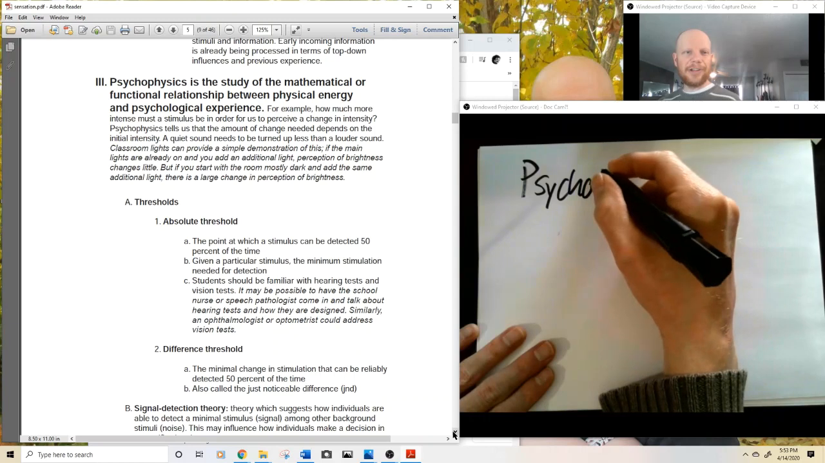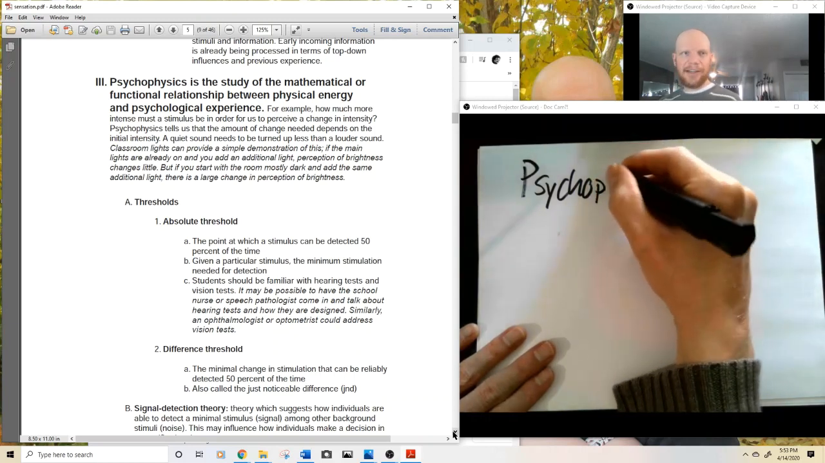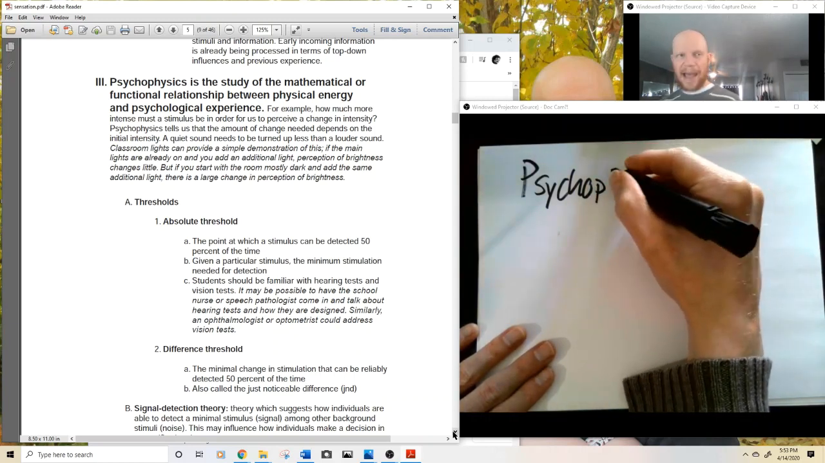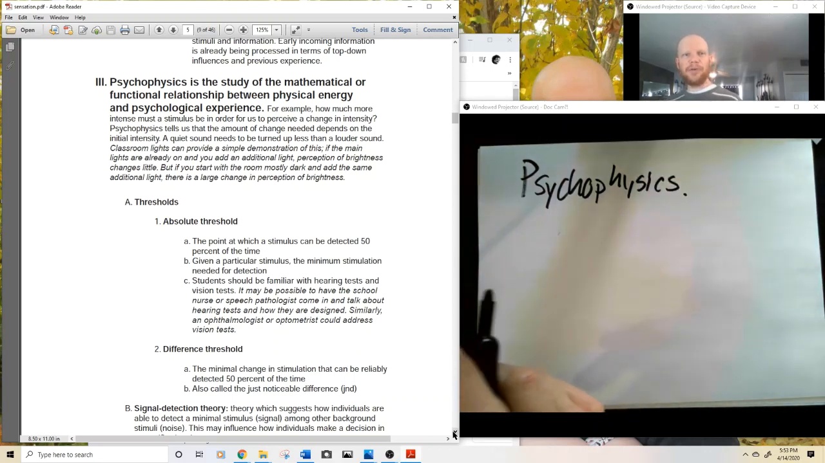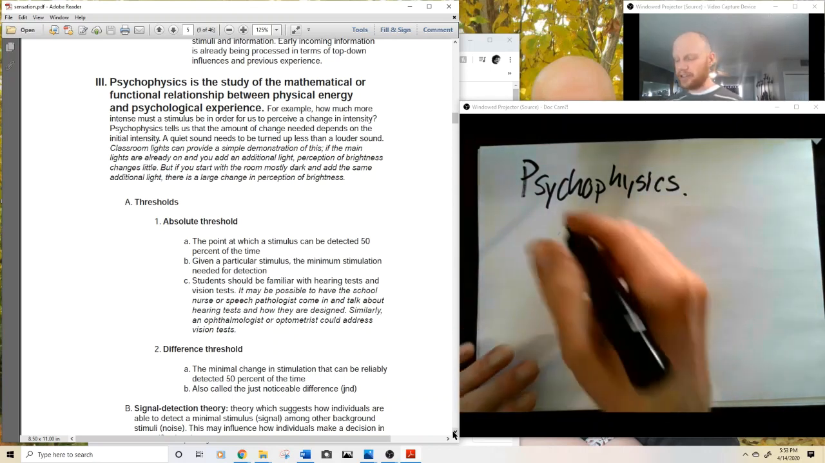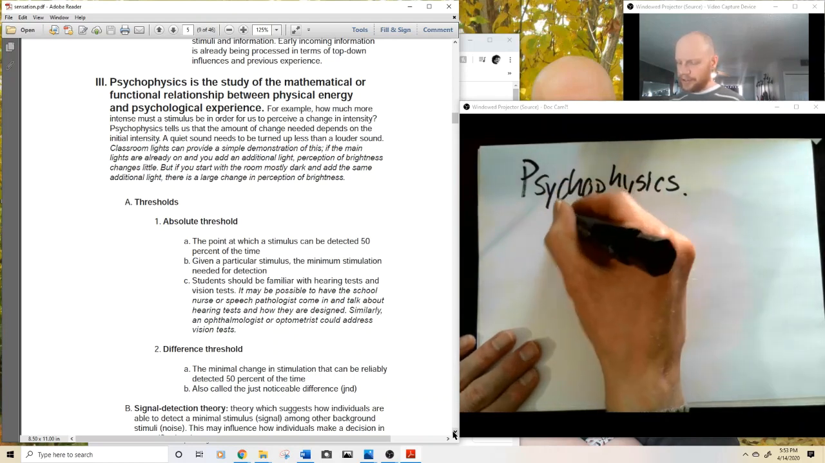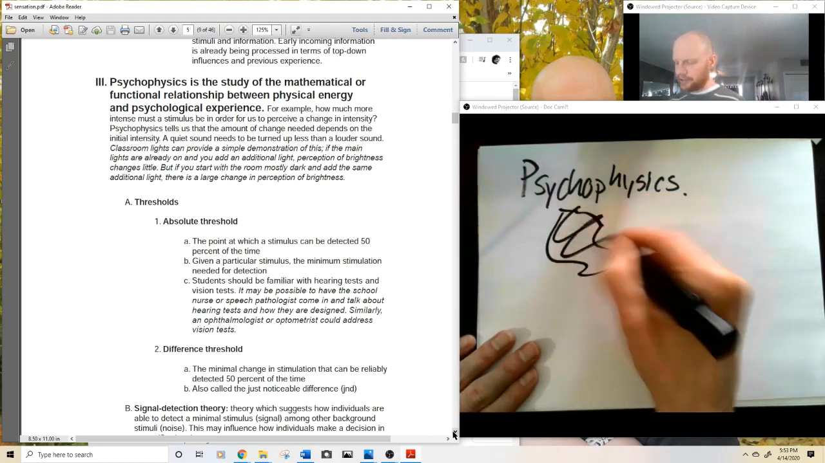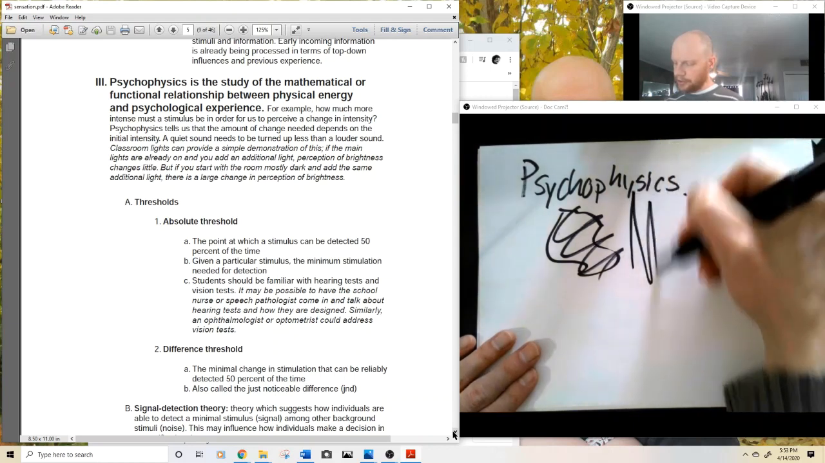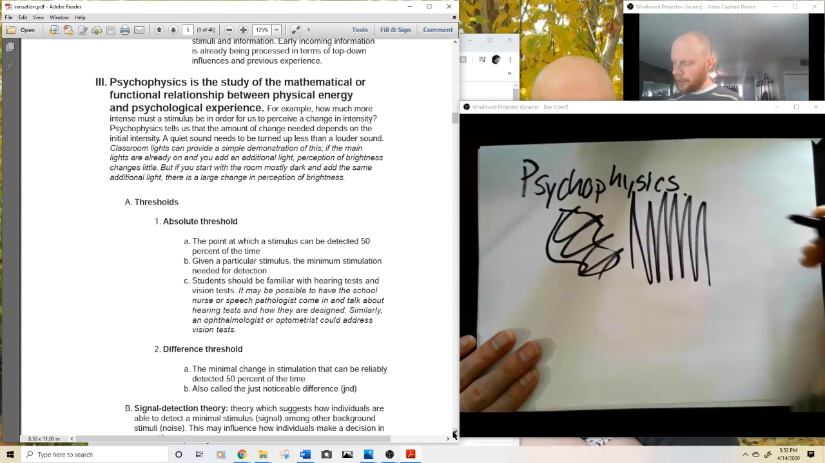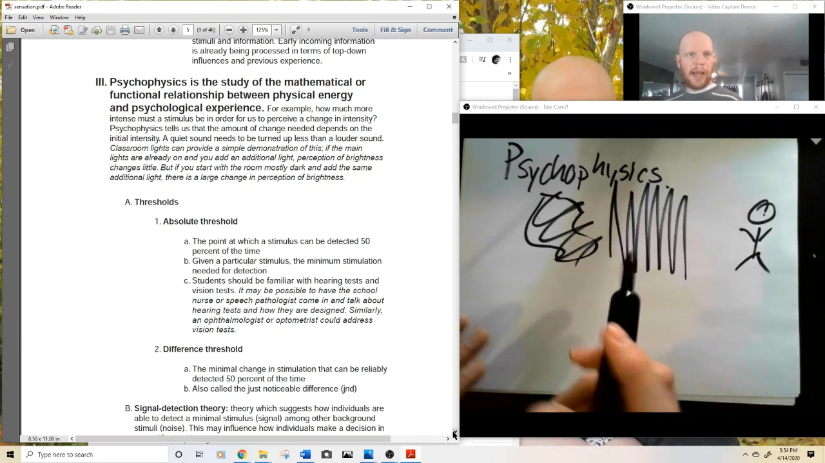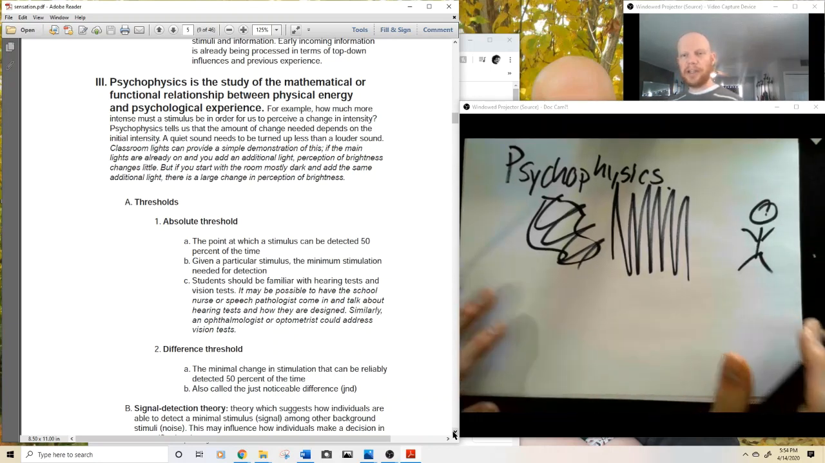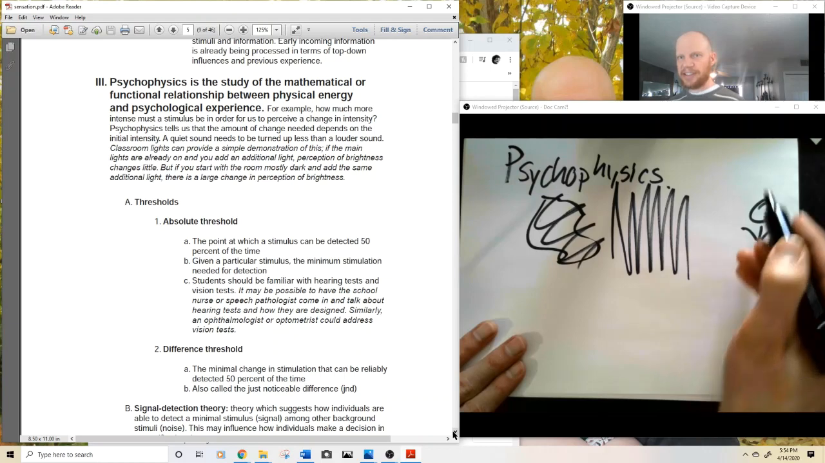But it's not. It involves math, and it is the relationship between physical energy and psychological experiences. So here's a lot of energy, and here is your experience, there's you, and it's the functional relationship. How much of this affects this, and how does this affect this?